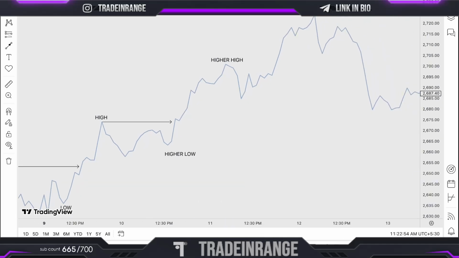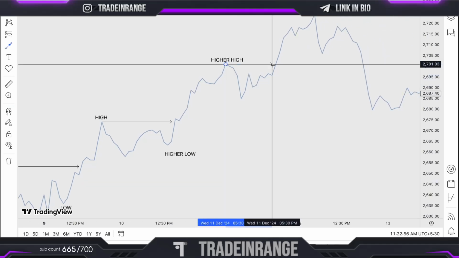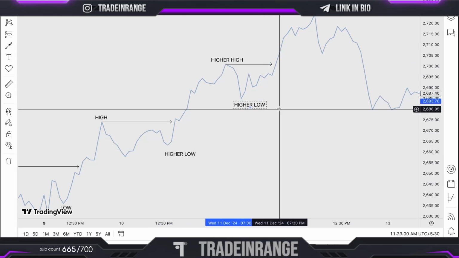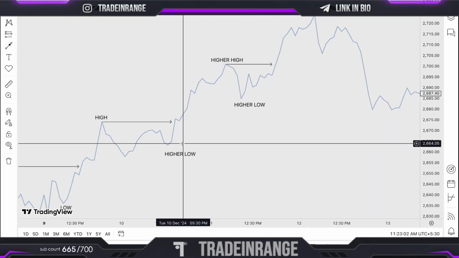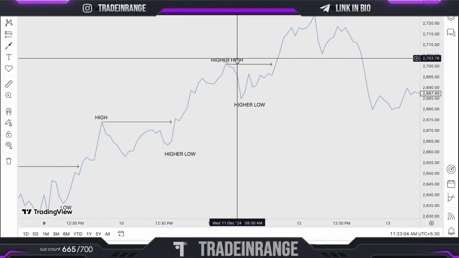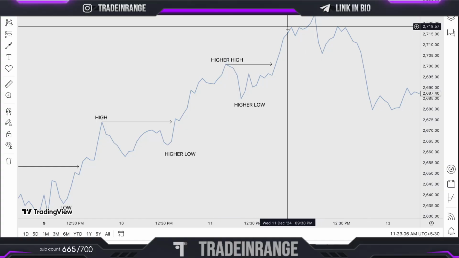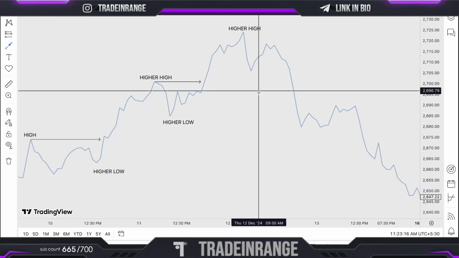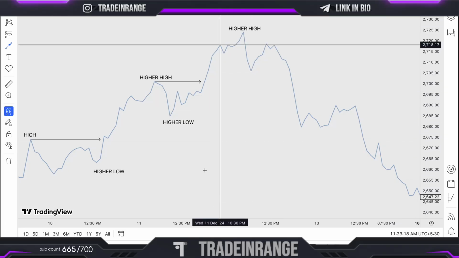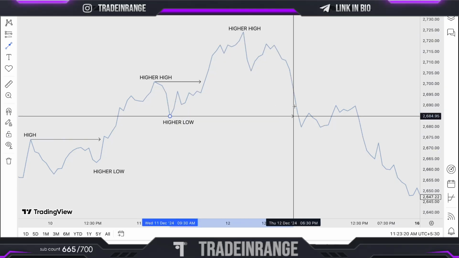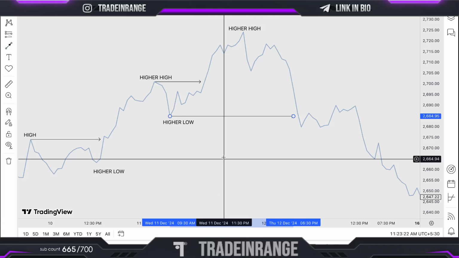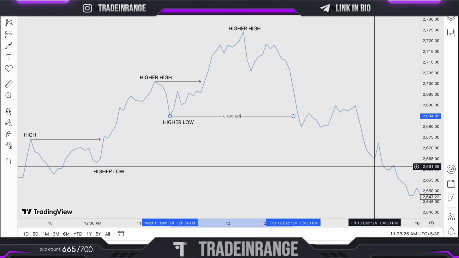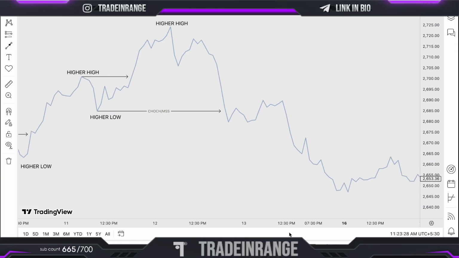Again, here we have a breakout structure. We have a higher low over here because this low is higher than this, and here we have a higher high because this high is higher than this. And here we again have a change of character because this higher low has been taken. We have a change of character or market structure shift.